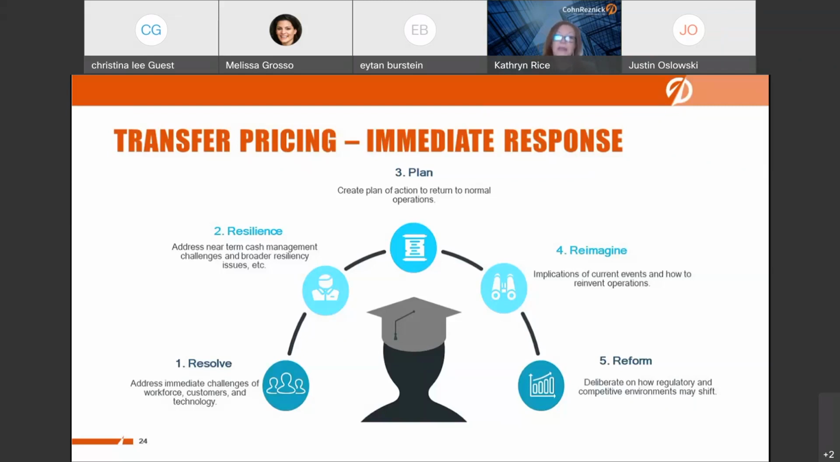including what I call the reimagining stage, right? So what are the implications of the current events and how to reinvent operations, and then to kind of move through that and how to shift things.